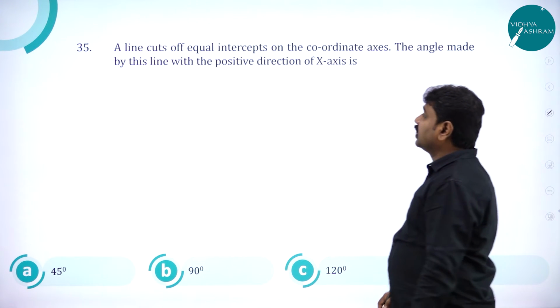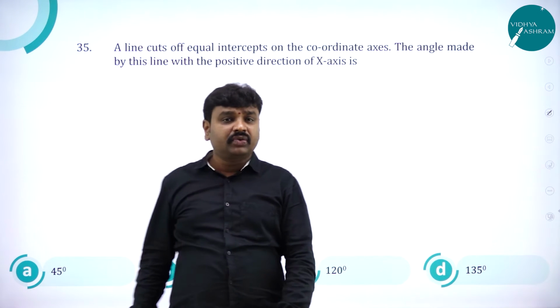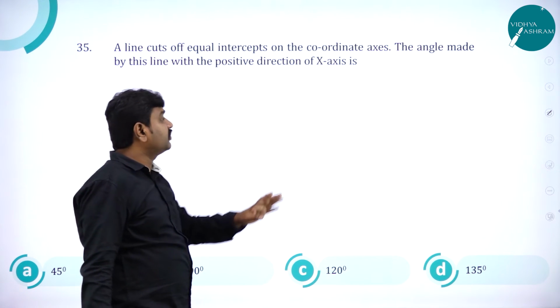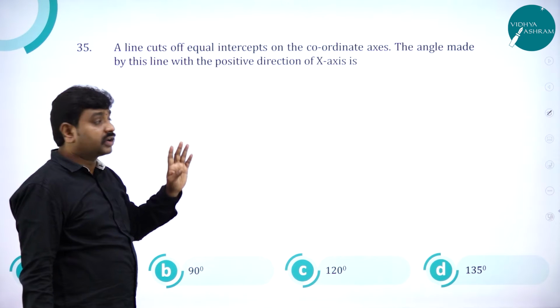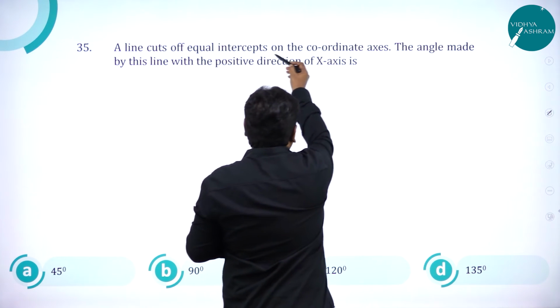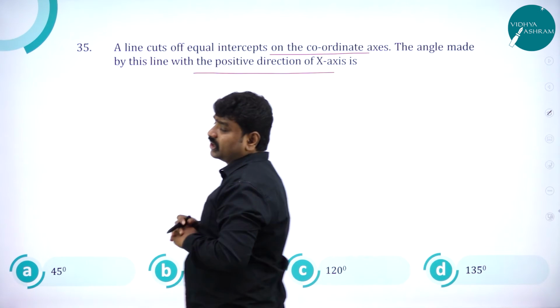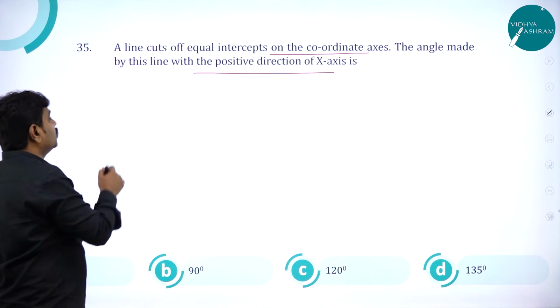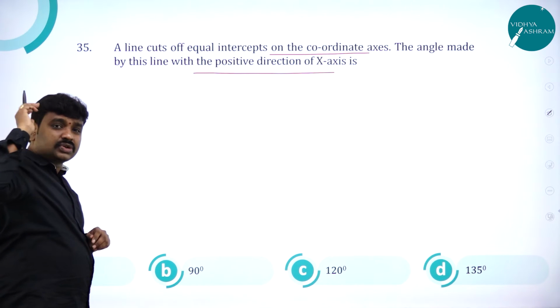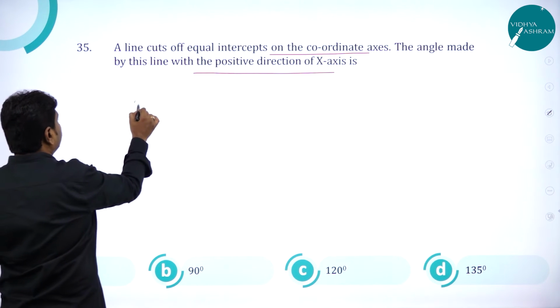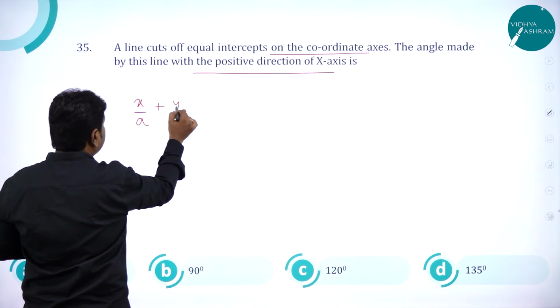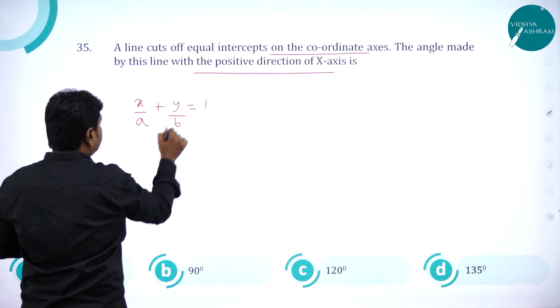Next, a line cuts off equal intercepts on the coordinate axis, find the angle made by the line. They're talking about a line cutting equal intercepts on the coordinate axis. They want you to find the angle made by this line with the positive direction of the x-axis. Now, the line is cutting equal intercepts, which means you have to use the intercept form. What is the intercept form of a line? x by a plus y by b equal to 1, and they told equal intercept.